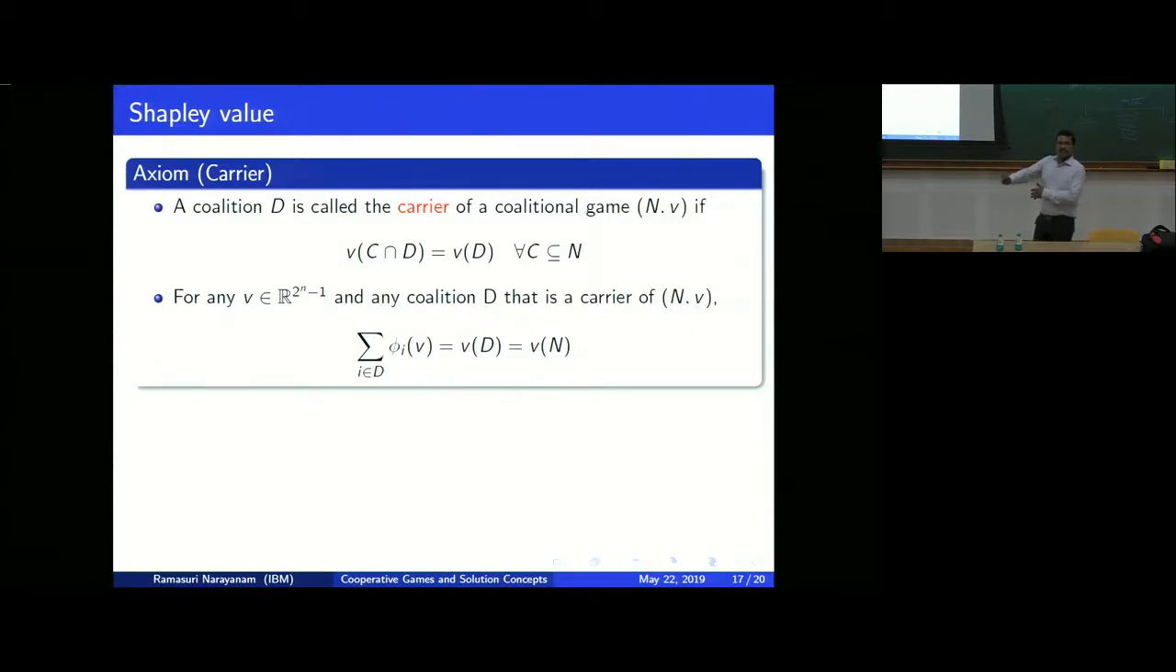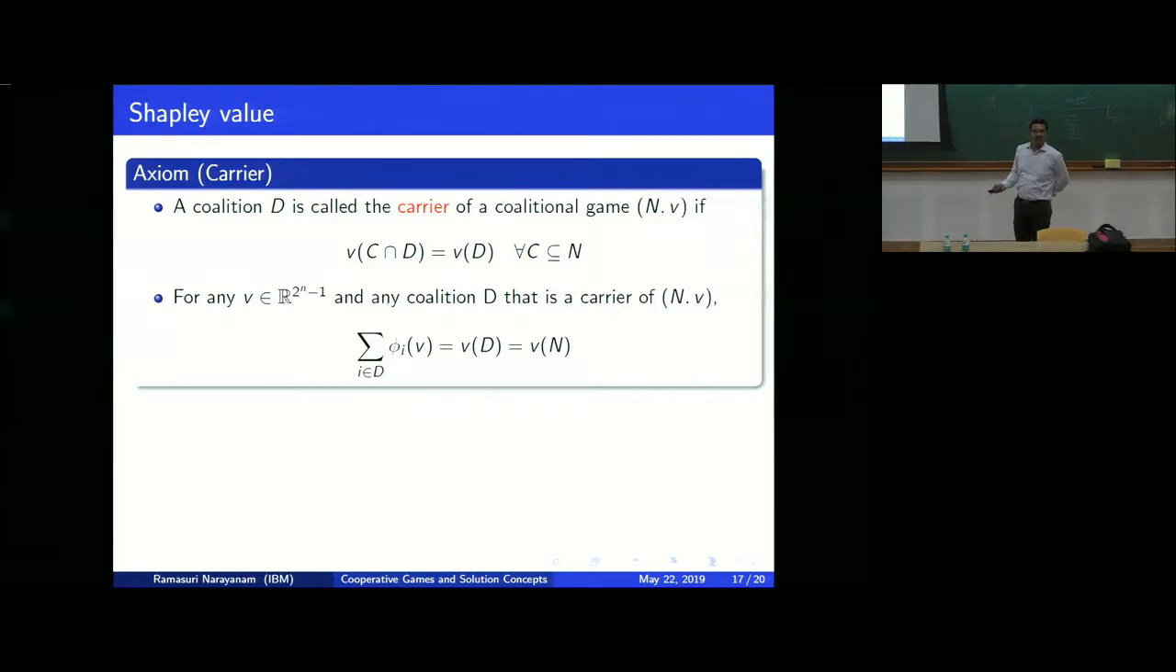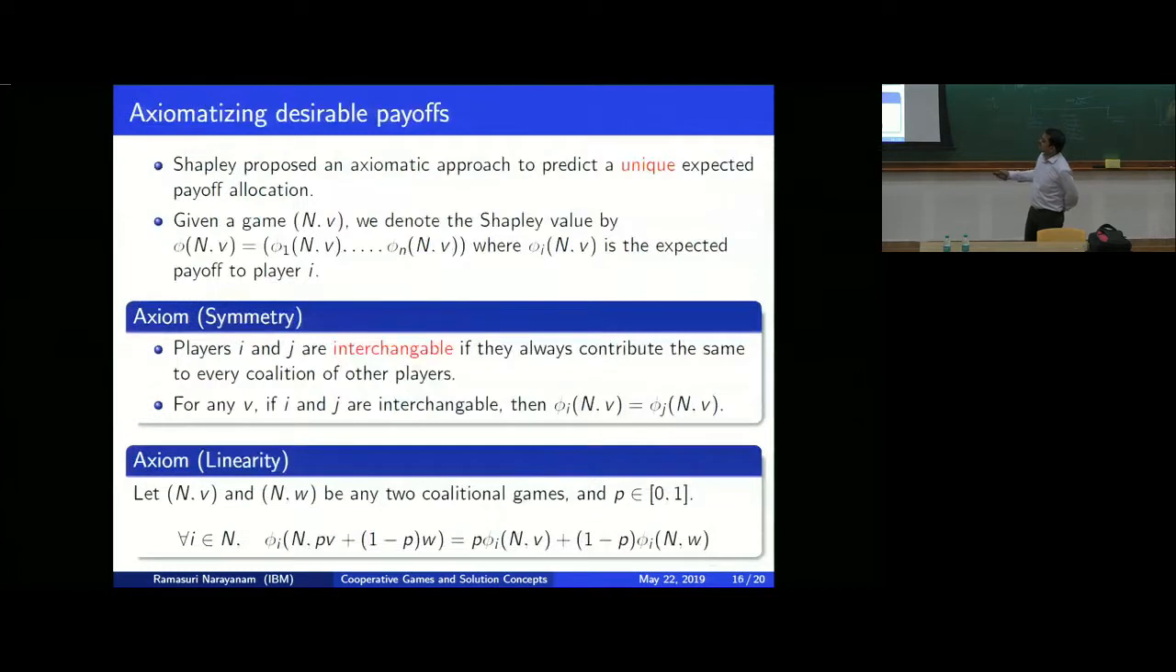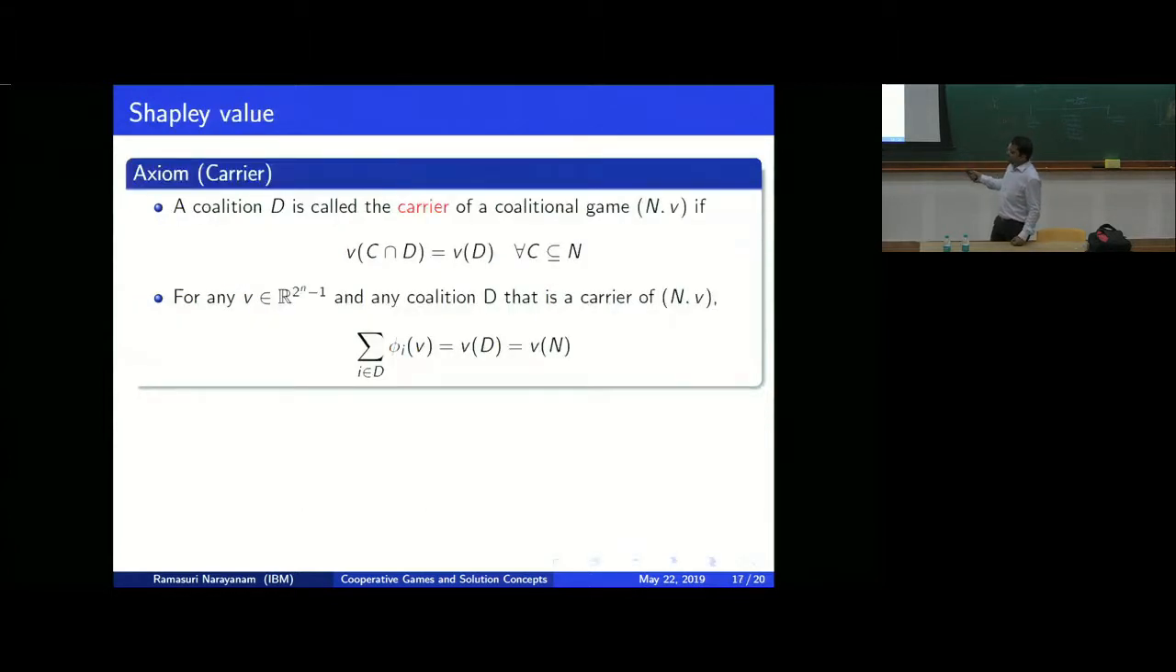So dummy players should get 0. Okay, clear? So now these three axioms are there. Symmetry: relabeling of players should not change the structure of the game. Linearity, which is, again, a standard definition. And the carrier axiom, which defines so-called useful players and not so useful players.